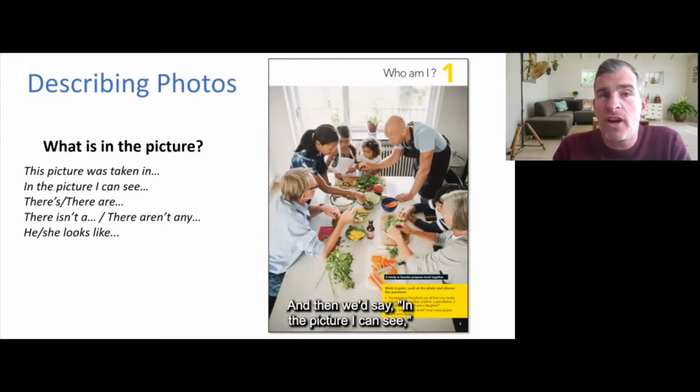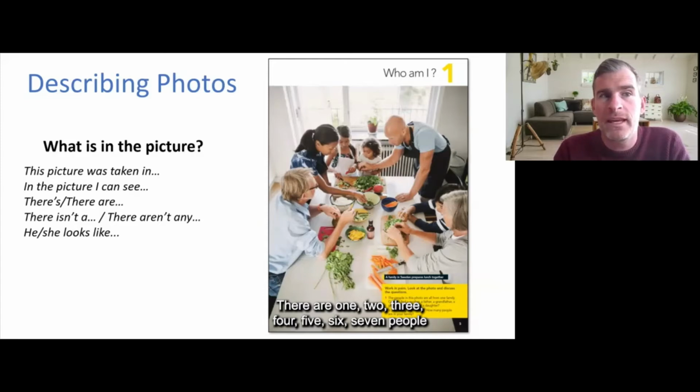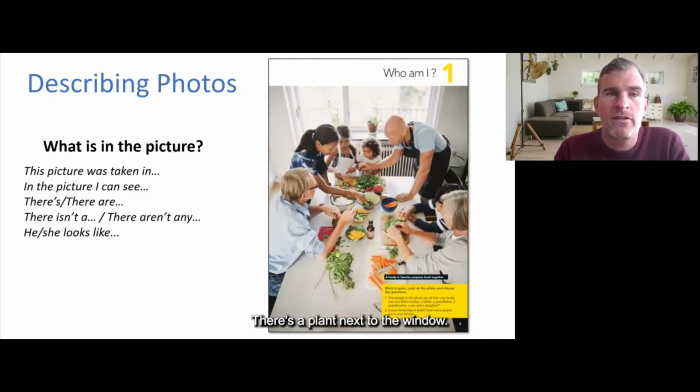And then we can say, in the picture, I can see, and we describe the people, places. So in this picture, I can see a family. There are 1, 2, 3, 4, 5, 6, 7 people in this family. There are some vegetables on the table. There is a plant next to the window. It looks like this is one family, for example. So we can use those sentence stems to talk about what's actually in the picture.